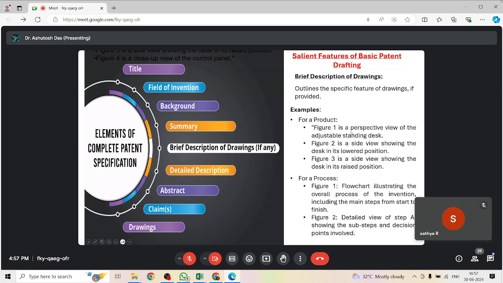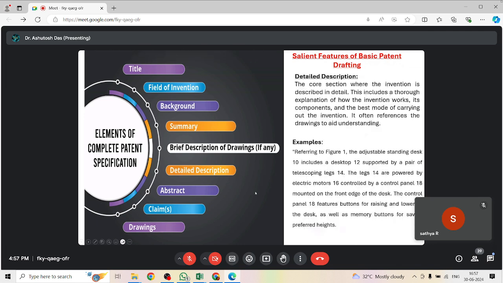Just to give description of the different figures. And whenever writing in the explanation, you should also quote the figures. In a specification also, this within bracket figure. Similarly, in claim also you can write within bracket figures. So they are important. If figures are there, you have to write that way.